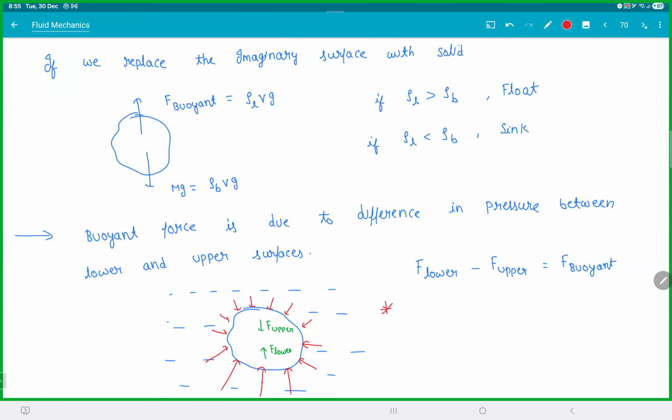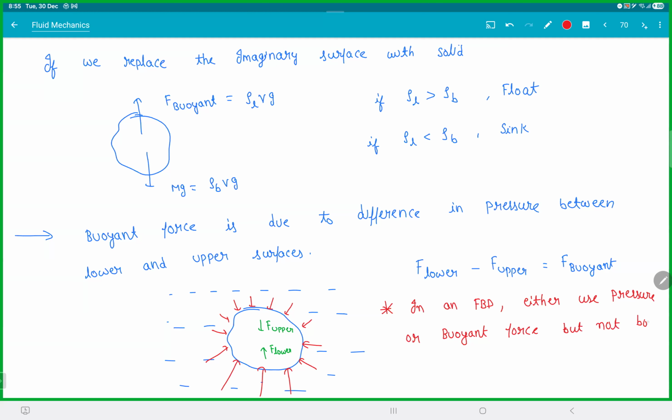So whenever you draw an FBD, you have to be careful. While you're drawing an FBD, use either pressure or buoyant force. Don't use both, because both are one and the same thing. You cannot use pressure and buoyant force in the same FBD at the same time. Use pressure, or buoyant force, but not both.